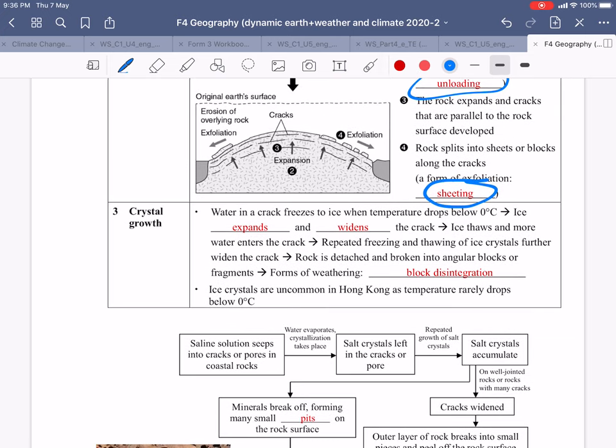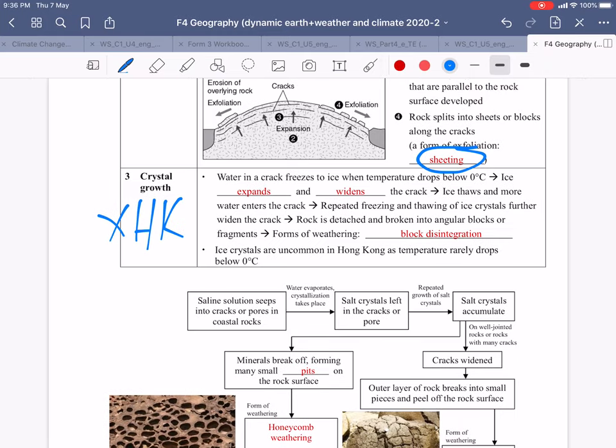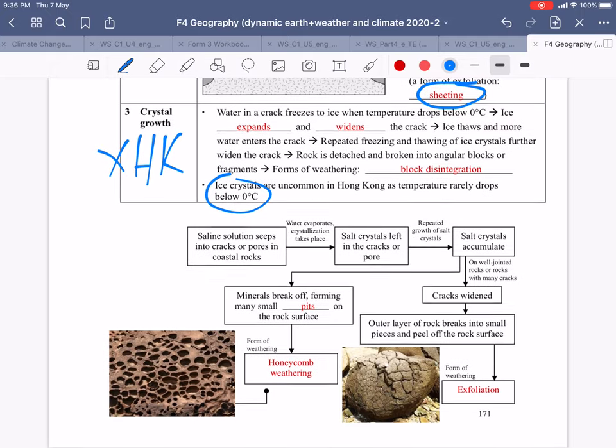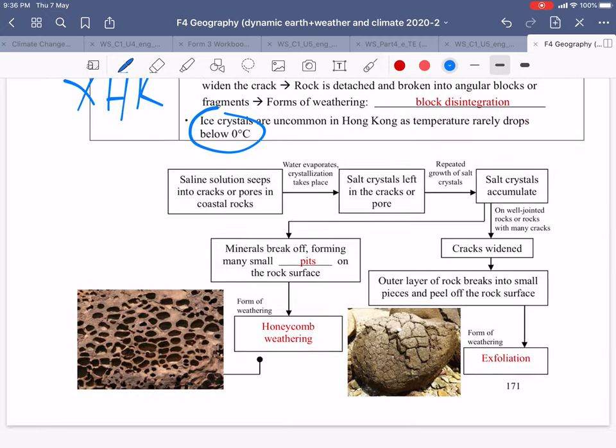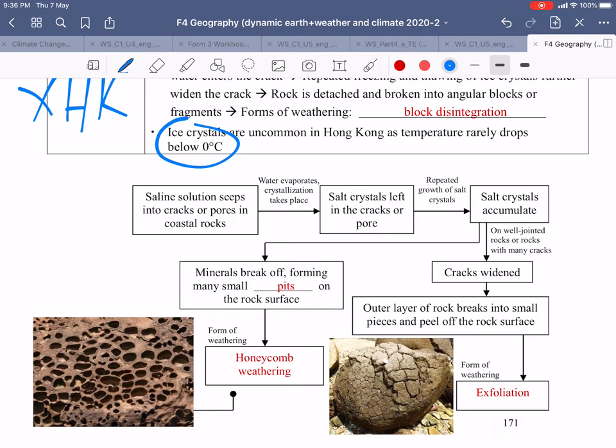Crystal growth in Hong Kong is not very frequent, but because it leads to ice crystal, okay? Salt crystal is more common, okay? Because honeycomb weathering in Cheung Chau, in English, it is just Fa Ping, sorry about that, which is talking about the wasp, okay?